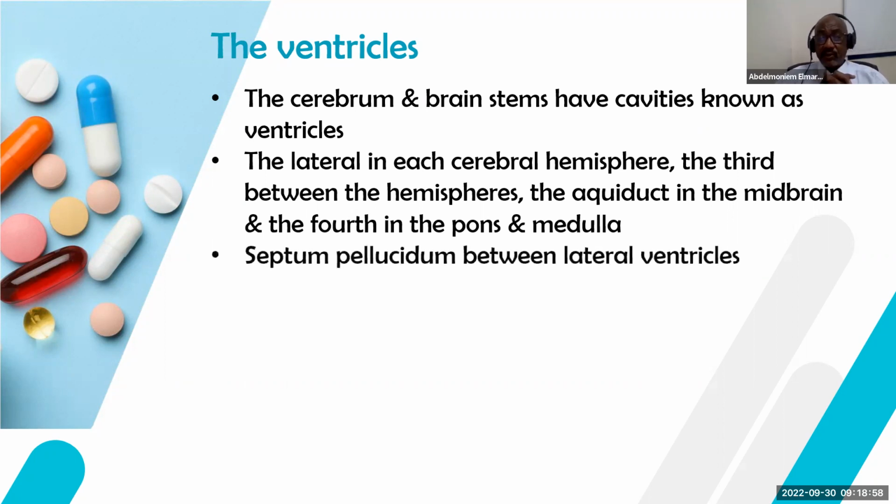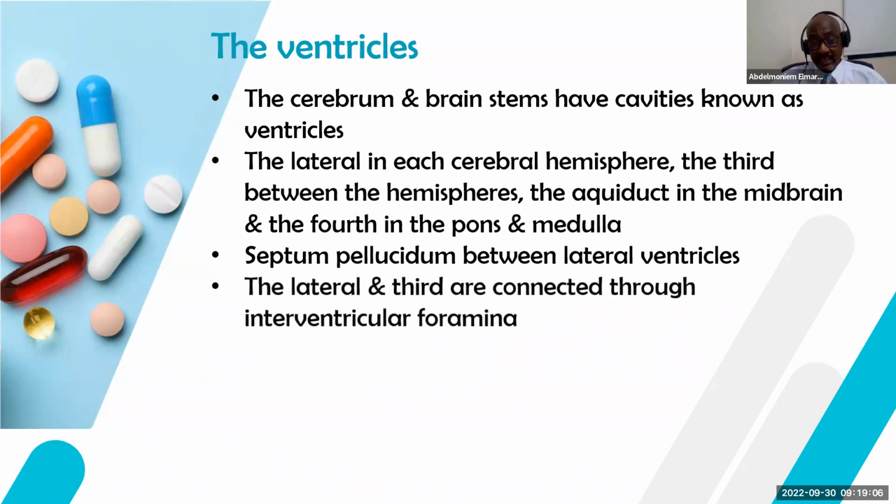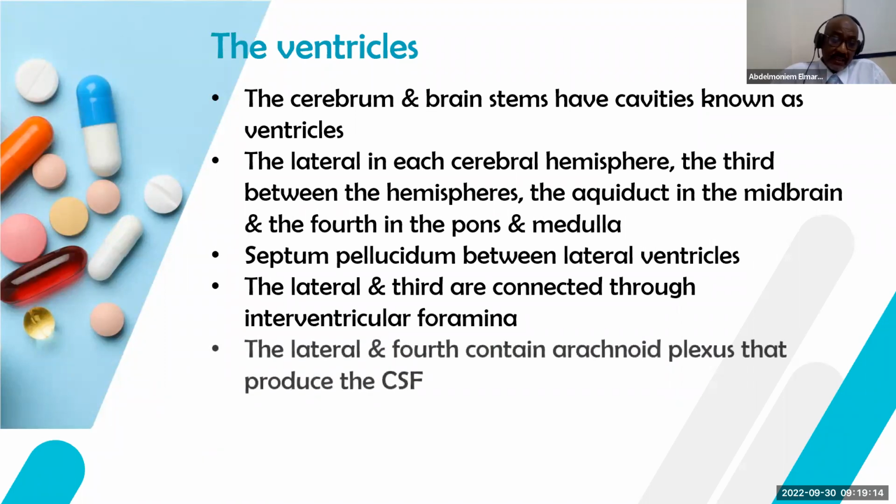And then there is a septum between the lateral ventricles, and it's called the septum pellucidum. We will see it in one of the photos. Now, the lateral and third ventricles, as she correctly mentioned, are connected through an interventricular foramen, one on each side. While the third and fourth ventricles, yes, I already mentioned that they are connected through the aqueduct, but the lateral and fourth ventricles contain choroid plexus. And choroid plexus is very important. It's a vascular plexus, and this vascular plexus produces the cerebrospinal fluid.